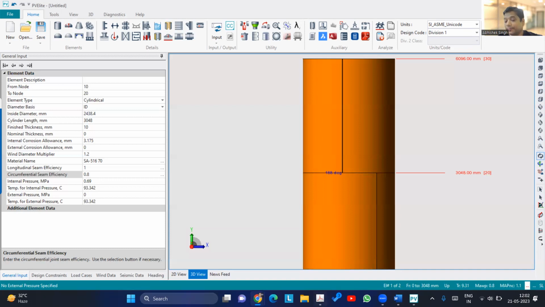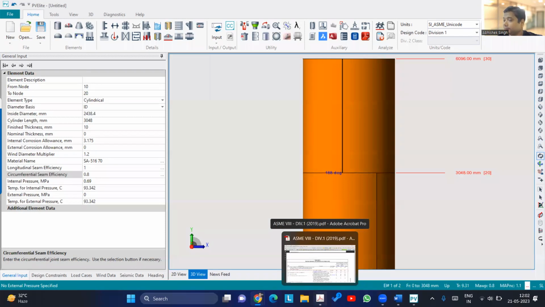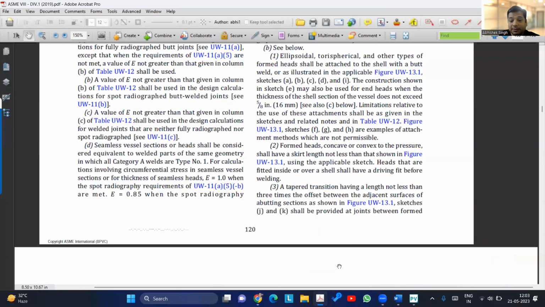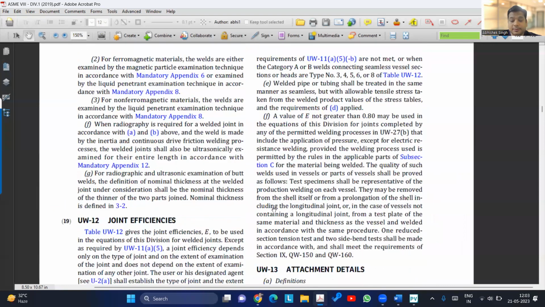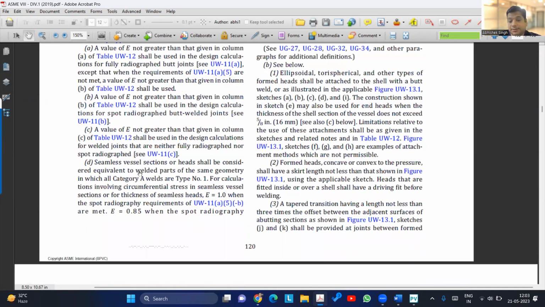Okay. And for heads, sir, for a seamless head, what will be the joint efficiency in this case? If it's seamless, then 1, because there is no weld. So it will be 1. That is as per UW-12(d). Yeah, 12(d) will be applied. What is 12(d)? D is for the seamless part of the vessel or head. Seamless vessel construction. So you can always take type number 1.